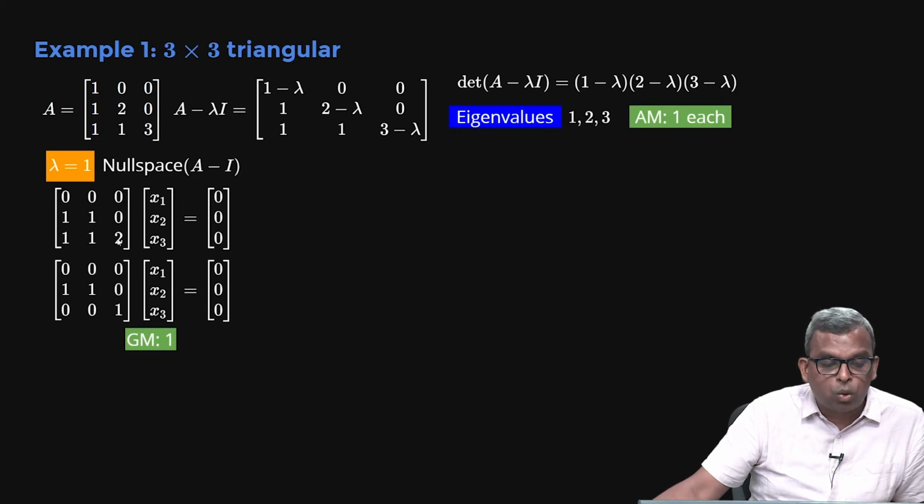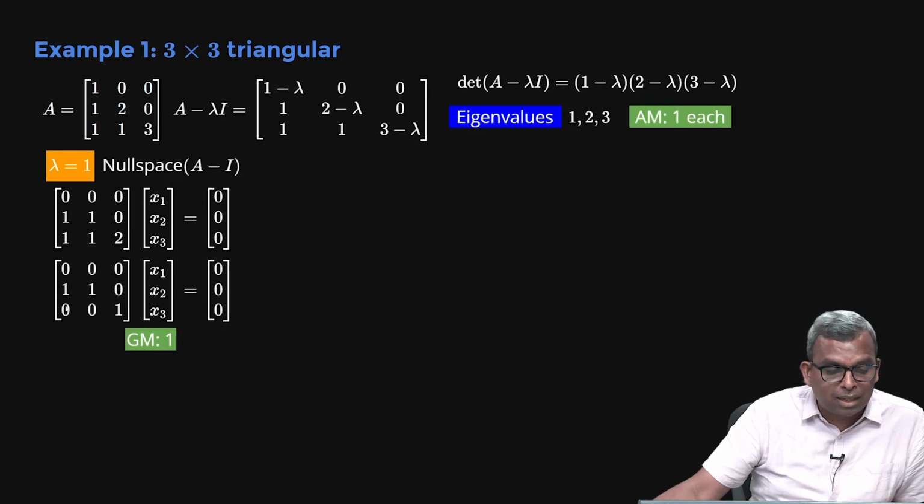So I got 0, 0, 2, but then I can divide by 2, and so I'll get 0, 0, 1. So this is my reduced form. Now this one I have to solve. If you solve this, you have to figure out what the free variable is, what the dependent variable is.